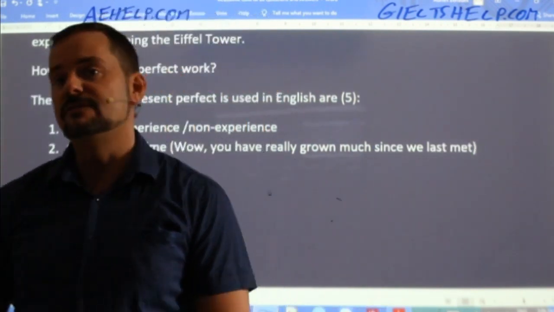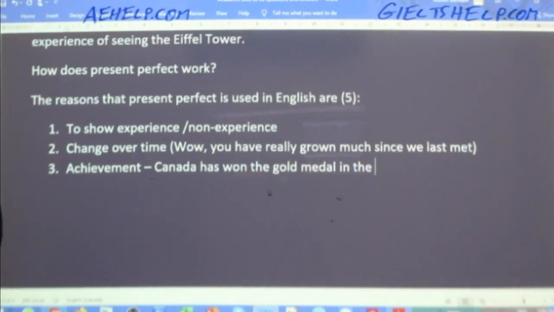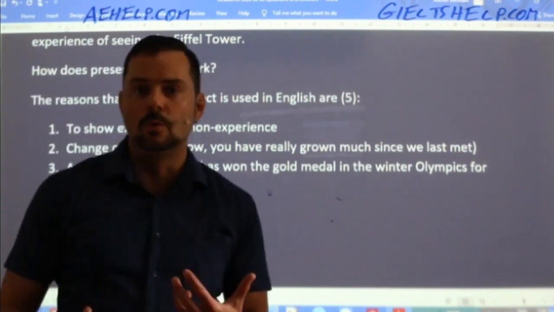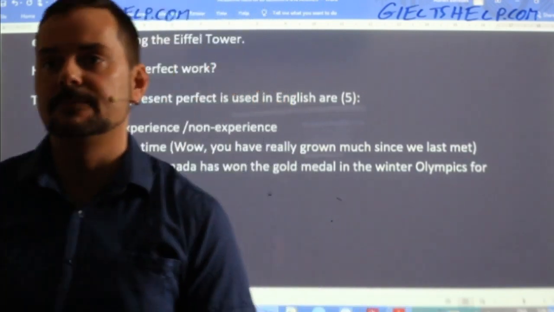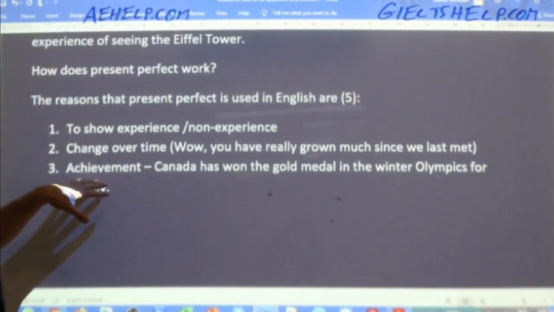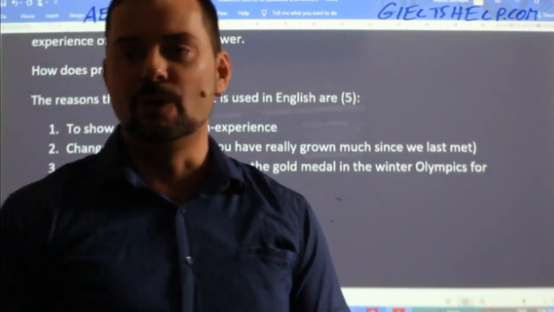Rajveer, very good. Achievement is another specific situation. Okay, so for example, Canada has won the gold medal in the Winter Olympics for hockey. Yeah, so when we achieve something, we really want to emphasize that experience. So we say, wow, you have won the prize. Okay, so achievement, change over time. What other? There's 2 more. There's 2 more important ones.